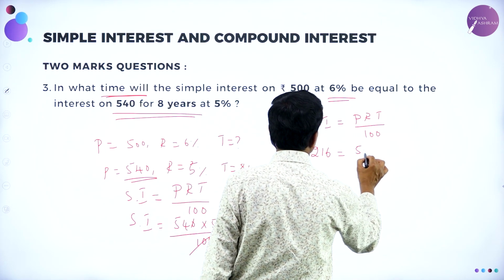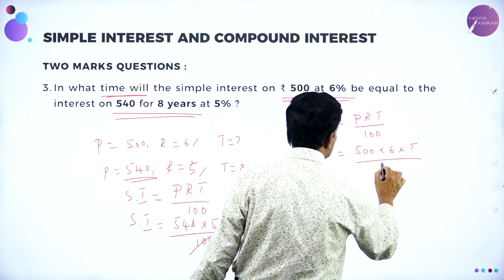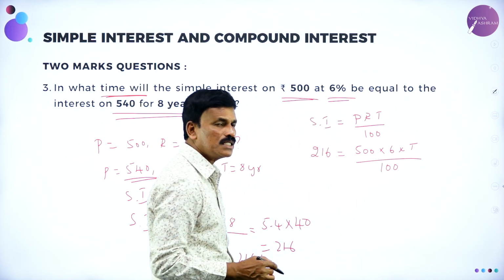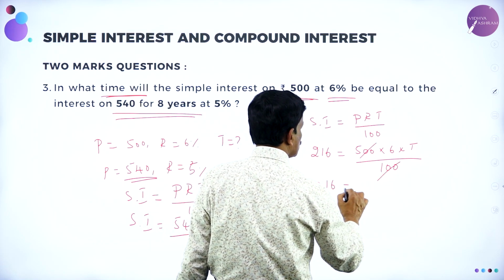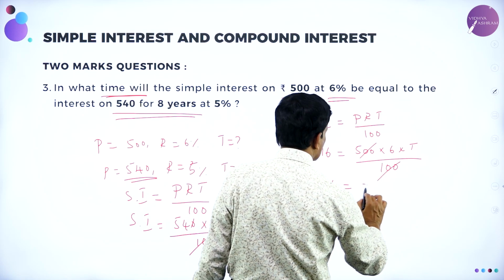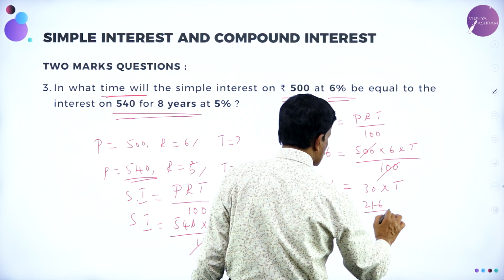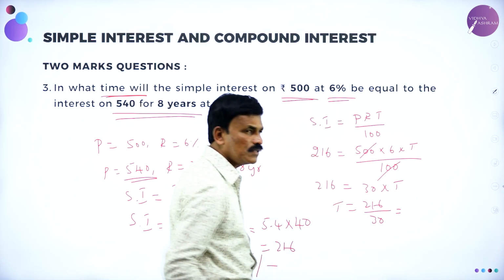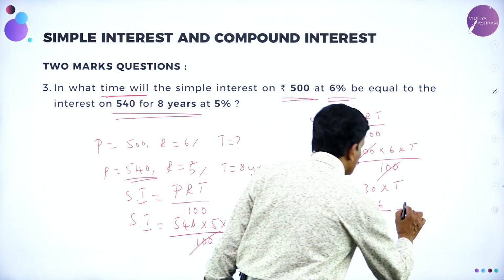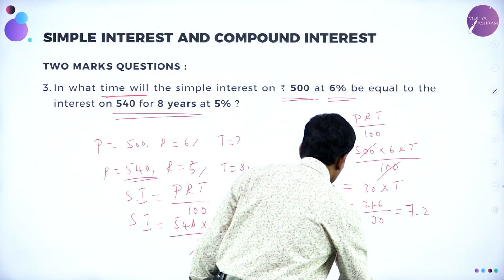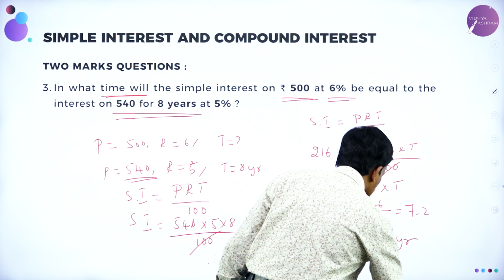Principal is 500 into rate of interest is 6 and the time we don't know, divided by 100. Simplify, that's it. These two zeros get cancelled. 216 is equal to 5 6 are 30 into T. So T is equal to 216 divided by 30. Divide 216 by 30. So what will you get? That's equal to 7.2. So therefore T is equal to 7.2 years.